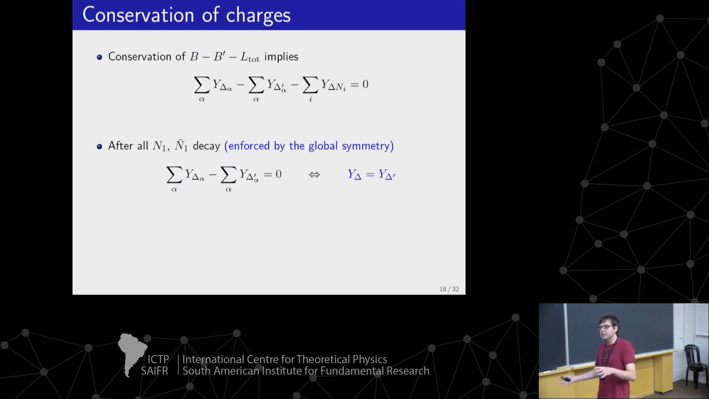This is for sure true at the end, when all decays are solved and we reach the end, the two sectors are decoupled, and this is only imposed by the global charge conservation. If instead we also have a Z2 symmetry, so everything is equal, this is also equal along the flow, when you solve the Boltzmann equation at each time or at each temperature.